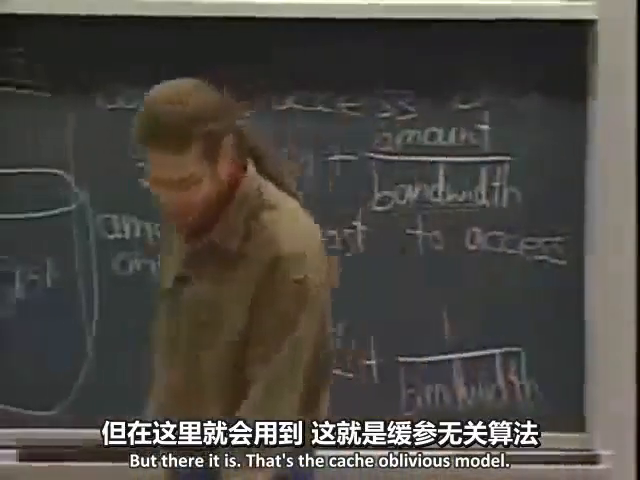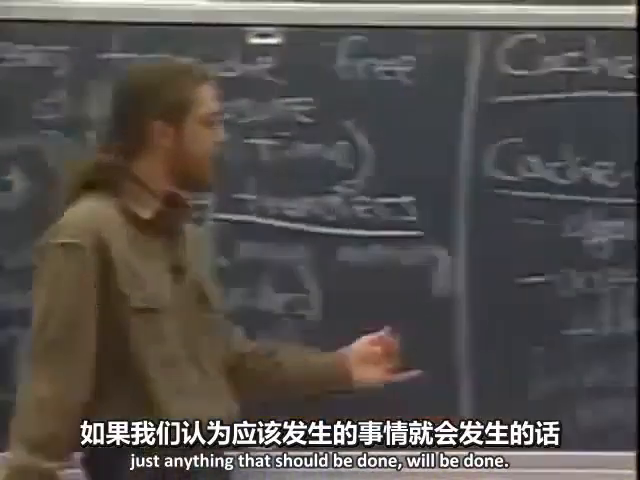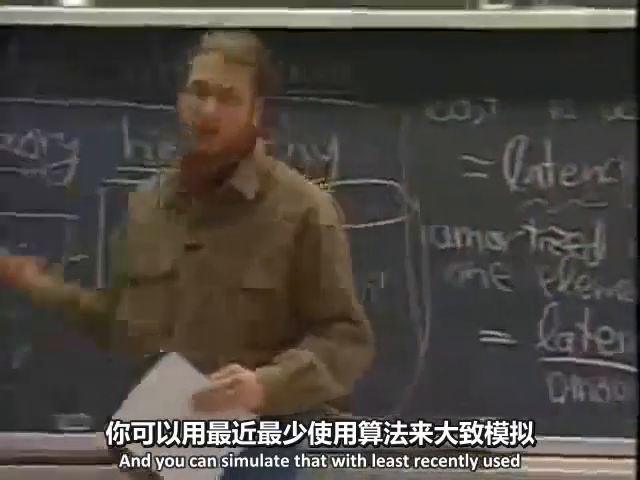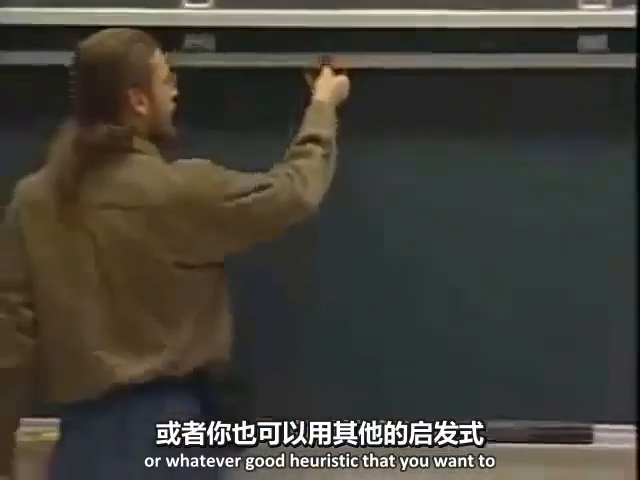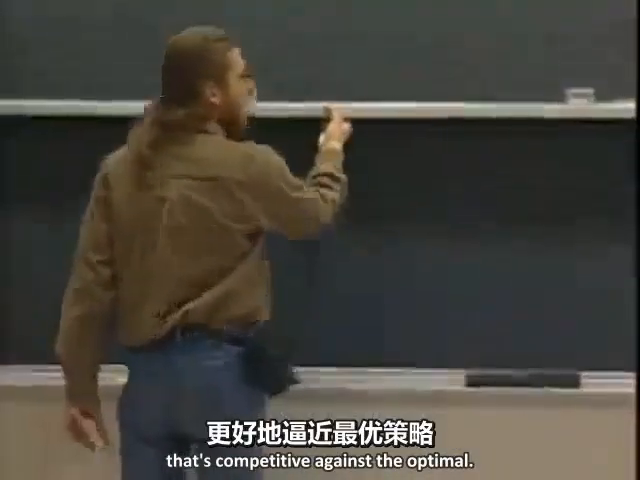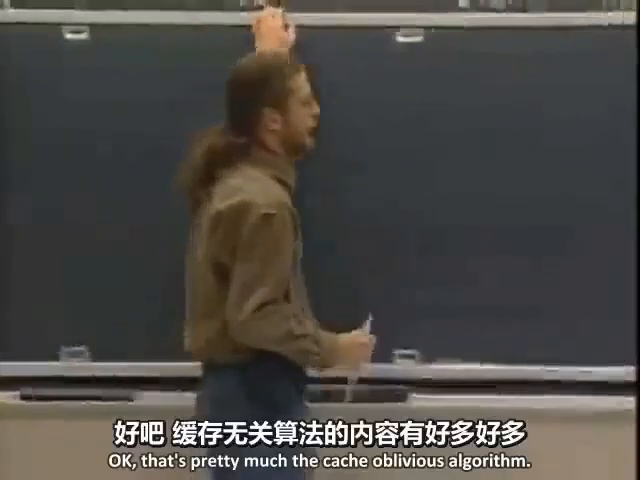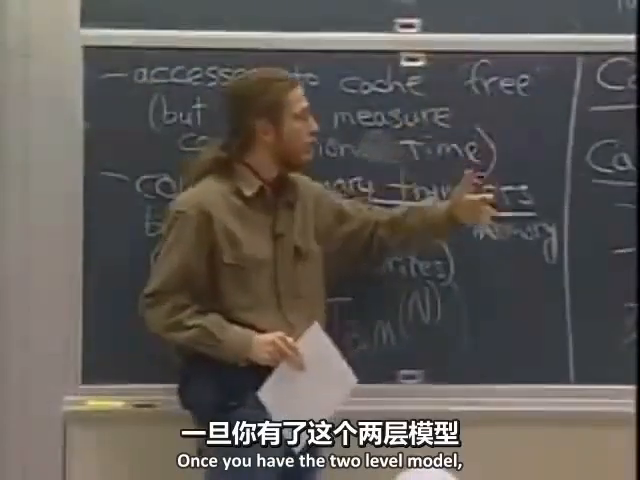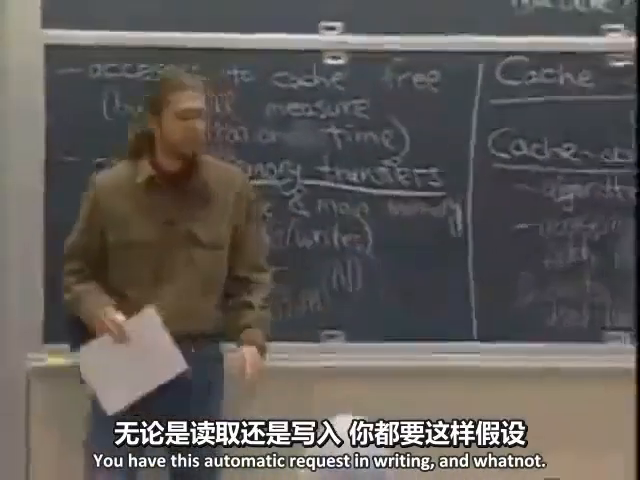That's the cache-oblivious model. It makes things cleaner to think about. Just anything that should be done will be done. And you can simulate that with least recently used or whatever good heuristic that you want that's competitive against the optimal. Okay, that's pretty much the cache-oblivious algorithm. Once you have the two-level model, you just assume you don't know B and M. You have this automatic request and writing and whatnot.